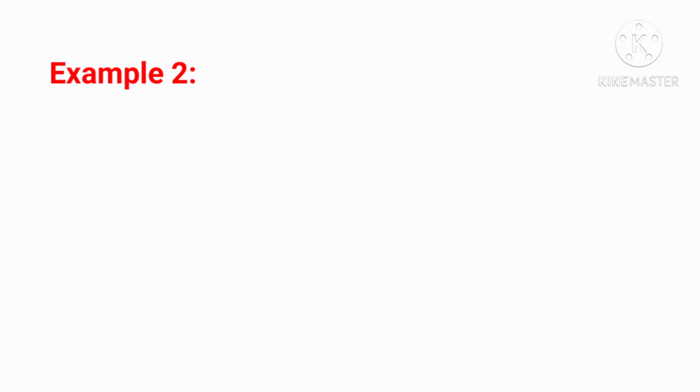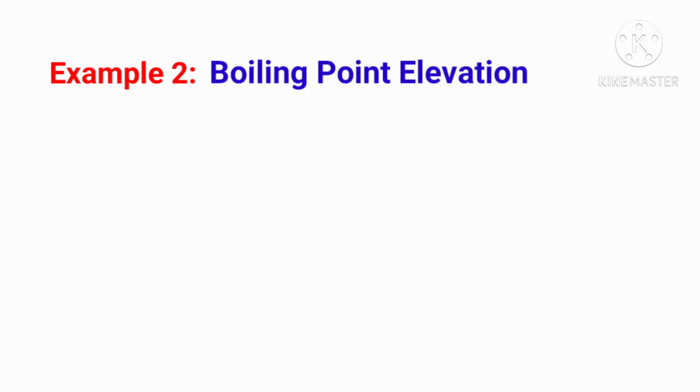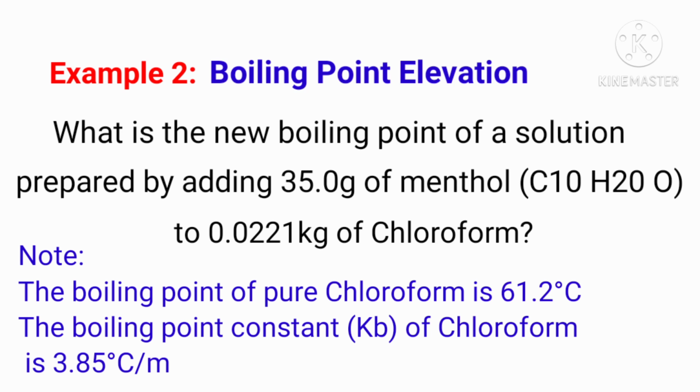Example number 2, it's about boiling point elevation. The question is, what is the new boiling point of a solution prepared by adding 35.0 gram of menthol to 0.0221 kilogram of chloroform? Note that the boiling point of pure chloroform is 61.2 degrees Celsius and the boiling point constant of chloroform is 3.85 degrees Celsius per molal. So the new boiling point will be higher than the pure boiling point of chloroform.